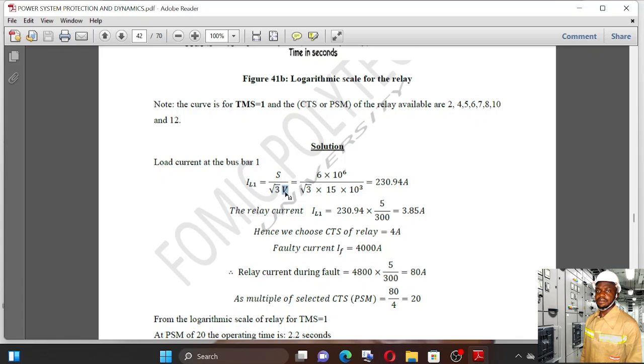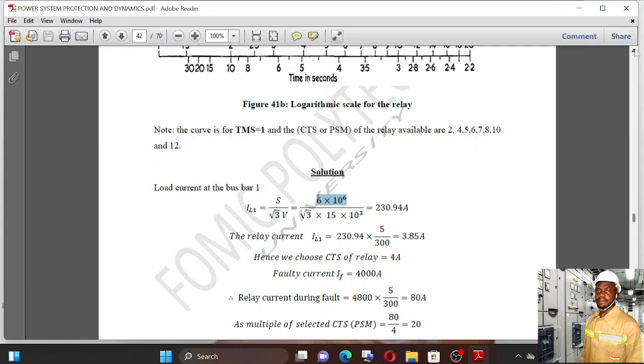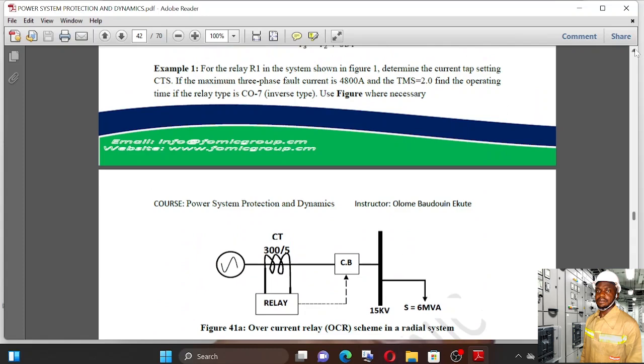You know, in three phase, this is the formula. We're using root 3 because here's a line to line voltage. If the voltage was line to neutral voltage, we'll use 3, not root 3. Okay, so I believe you already know those differences. So when you punch, you have been given the power, right, which was 6 mega var.